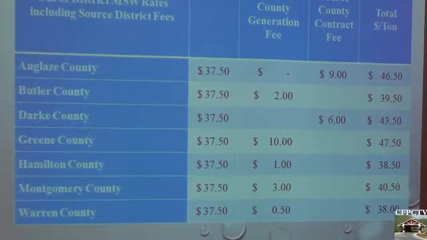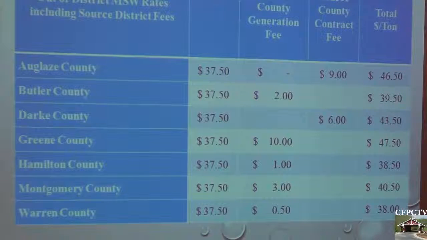Currently, I think Darke County's rates are approaching $50 a ton to drop it off at their transfer facility up there. Montgomery County's rates are about $42 a ton. So are we going to see a large increase in flow? Probably. I'm not sure. The big factor that's going to affect it is distance and time.